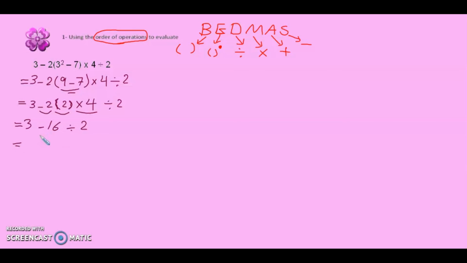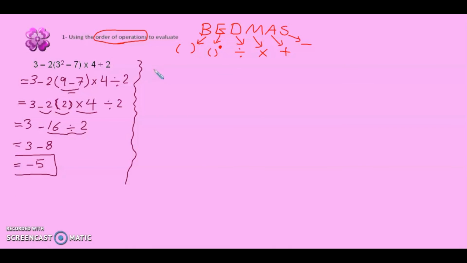So next, what should I do? Should I subtract 3? No. Based on the order of BEDMAS, priority always is with division and multiplication. Subtraction is at last. So therefore, first I have to calculate these two. Negative 16 divided by 2 would be negative 8. And then the final answer would be 3 minus 8, negative 5. Therefore, the answer is this.